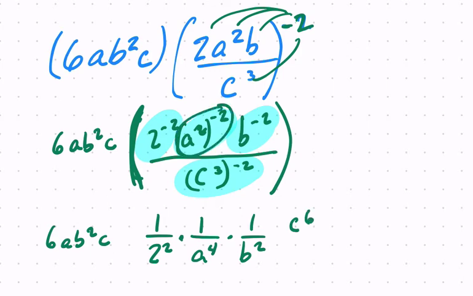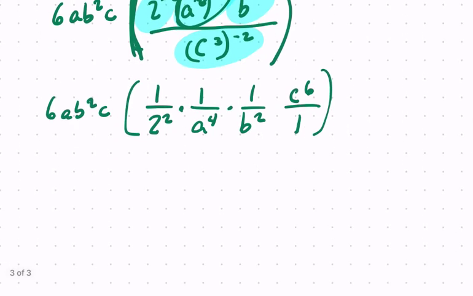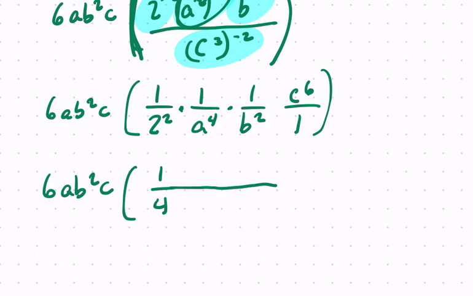Kind of like we did here with a to the negative fourth, I put it down below so it's positive. So I'm using that property there. And now we're basically set up to finish. Over here, 6ab squared c, we're multiplying it by 1/4, and then we'll just write it as one big fraction. Then we have 1 over a to the fourth, so I don't need the 1 above. 1 times 1 times 1 times 1 times 1 is just 1. Down here we have b squared, and up top we have c to the 6th. And this is my second factor.